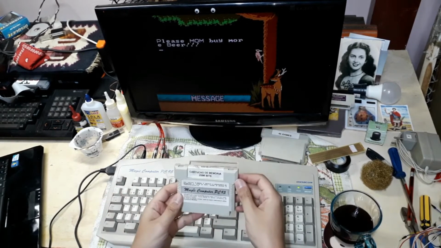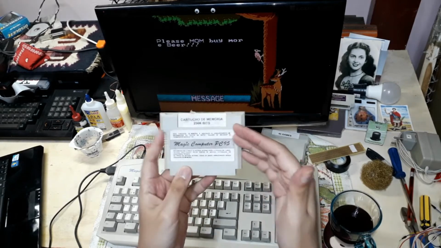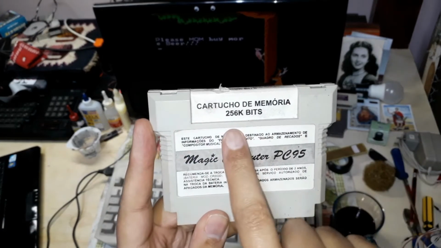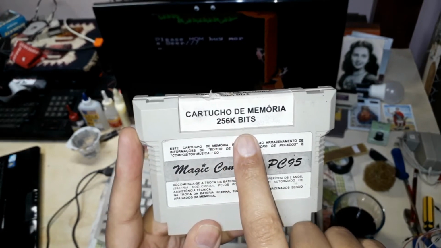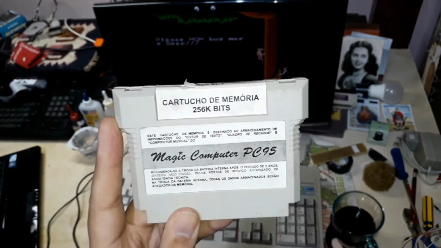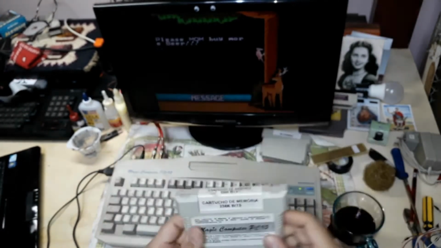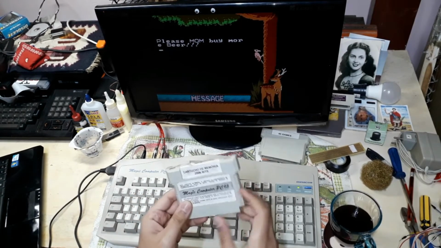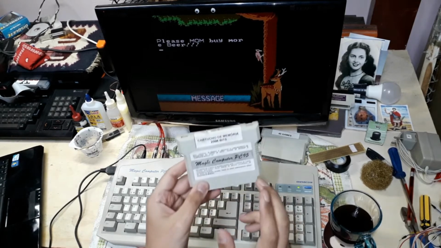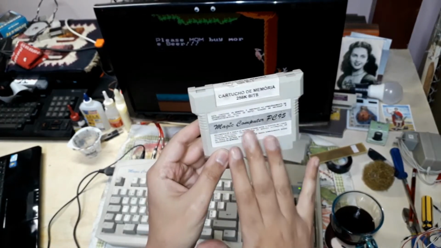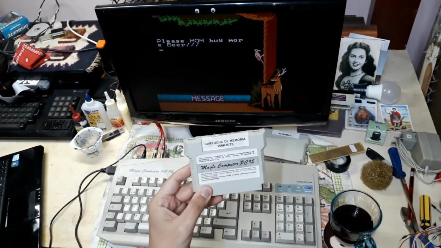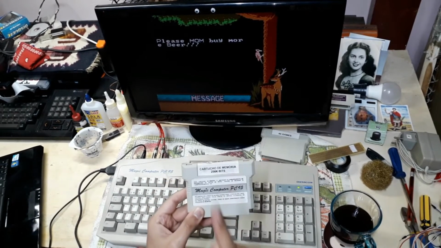And if you have this memory pack, 256 kilobits, not bytes, bits, you can save this message on the memory card. This is not all that magic because it cannot save the basic programs, neither your games.